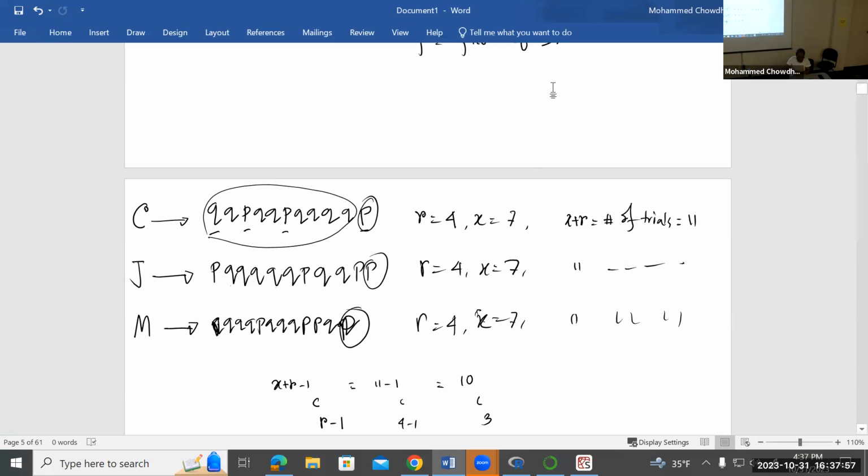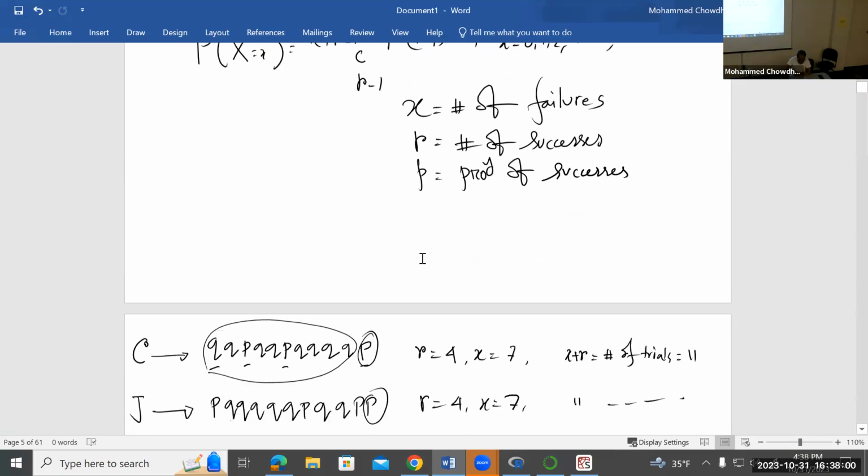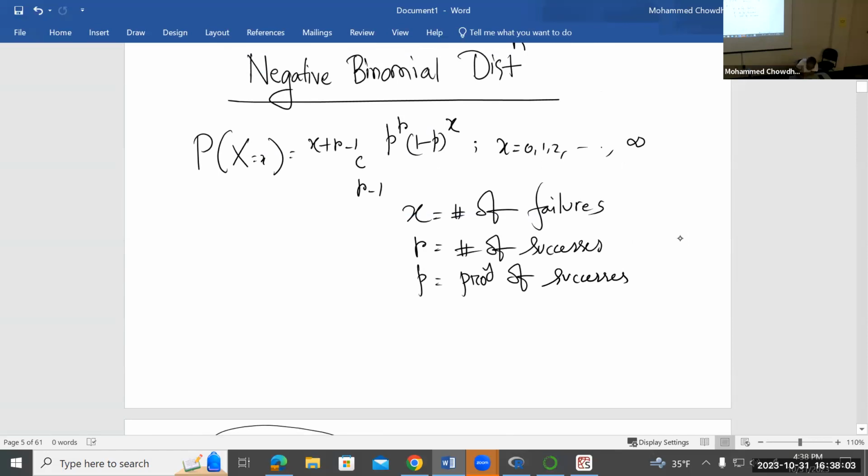As you have understood these things, this mathematical formula, let me write the mean. Mean equal to RQ over P. In order to get R number of successes, how many trials on average are needed? This is equal to the average number of trials. And variance is RQ over P squared.